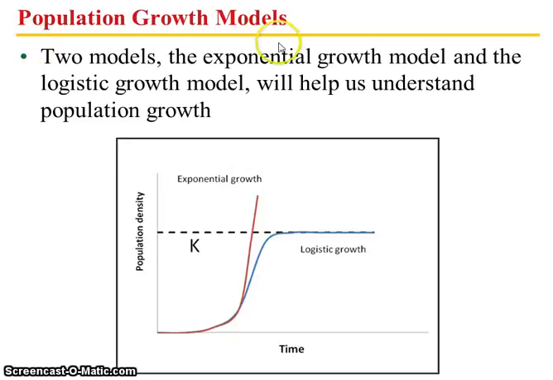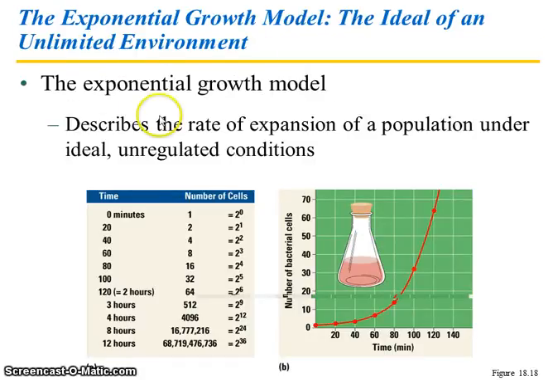Next, we're going to look at population growth models. There are two models, and they're very important for understanding population growth and how things function in their ecosystem. You've got what's called exponential growth and logistic. So we're going to look at over time how the population density, how many individuals there are, changes. So the exponential growth model, that's when you have ideal, unregulated conditions, so you can keep growing really well. There's nothing to stop it from continuing to grow.